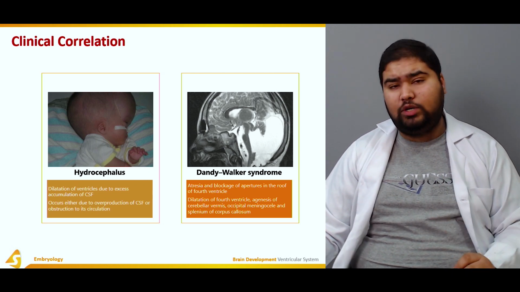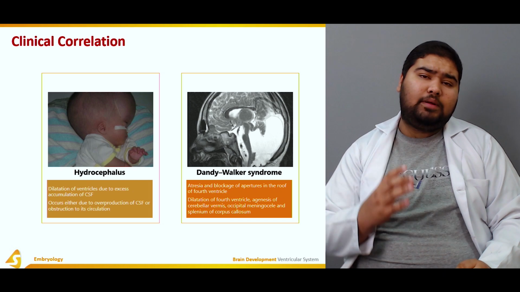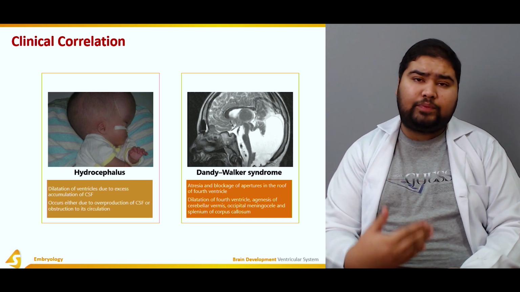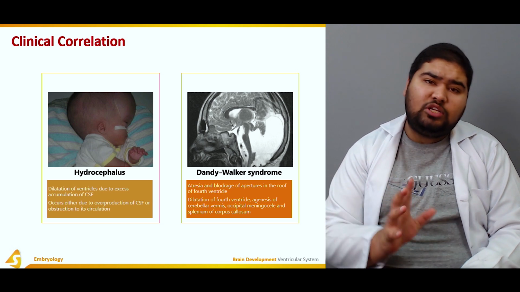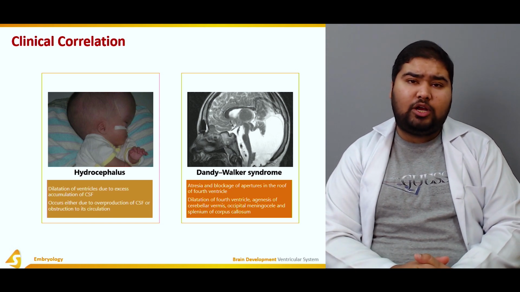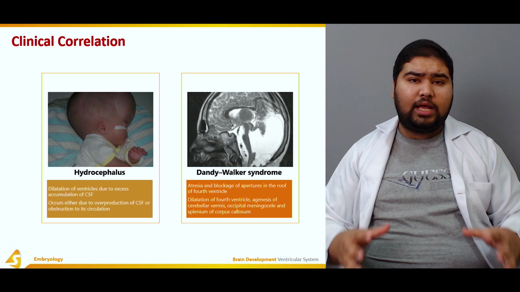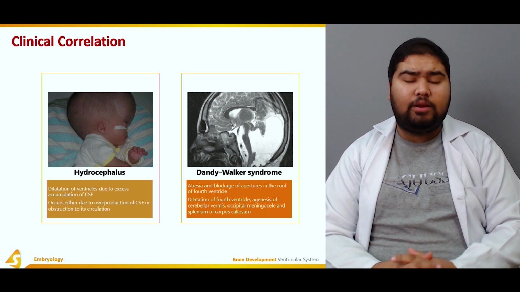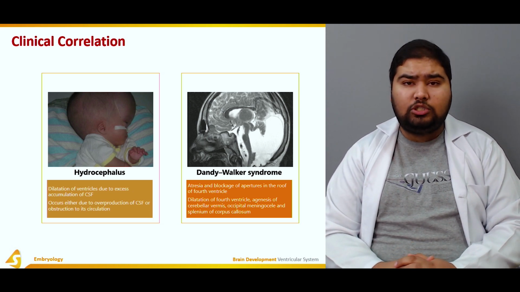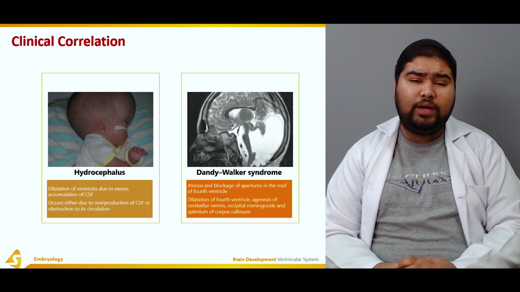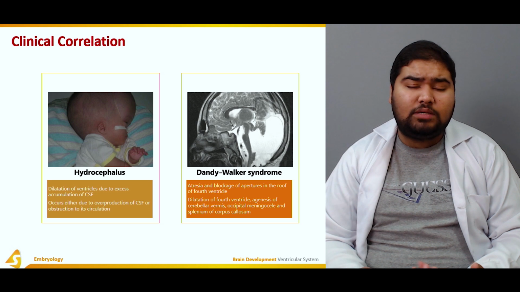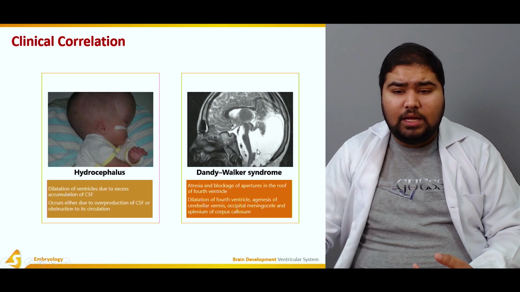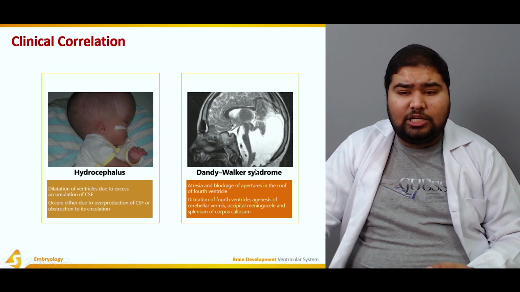Now again, what would happen? If this cerebrospinal fluid does not go back into the subarachnoid space, there would be accumulation of this cerebrospinal fluid. The accumulation of this cerebrospinal fluid will cause symptoms of hydrocephalus. Now what happens is there's dilation of the fourth ventricle.